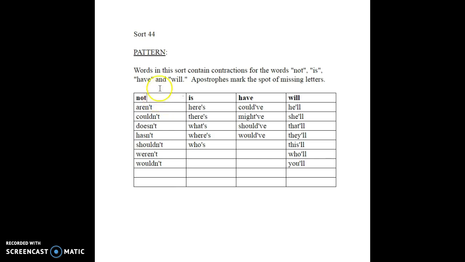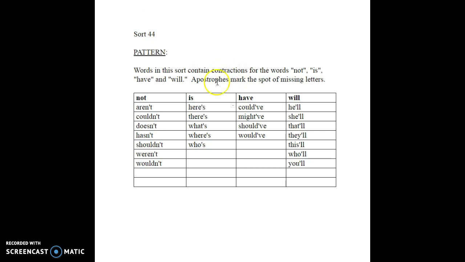So contractions with the word not include aren't, couldn't, doesn't, hasn't, shouldn't, weren't, and wouldn't. Contractions for the word is include here's, there's, what's, where's, and whose. So if you were to separate this, there's a contraction there. It's holding the place of the letter I. Here is.